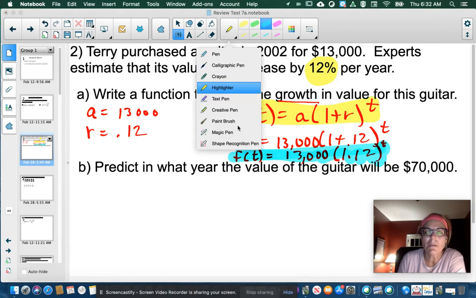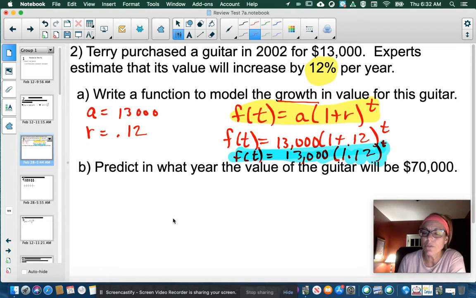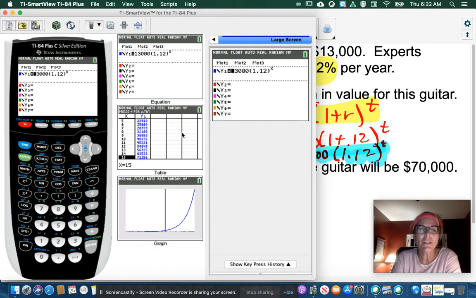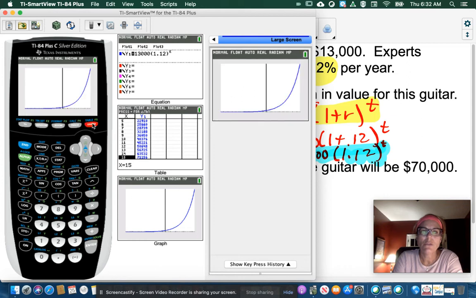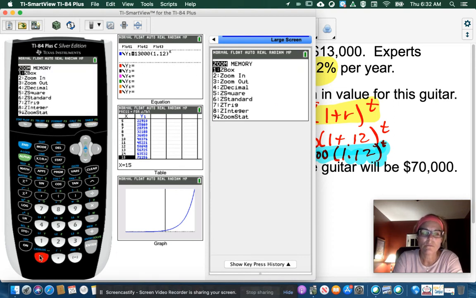So now the next part, let's answer part B. Predict in what year the value of the guitar will be 70,000. So now is when we use our calculator. I already did this ahead of time. I went to the y equals button and I typed in the model, 13,000, 1.12, and I hit the caret button, raised it to the X because there isn't a T on the calculator. And we hit graph. If yours doesn't look like this, remember we hit zoom 0. And then it will look like that.